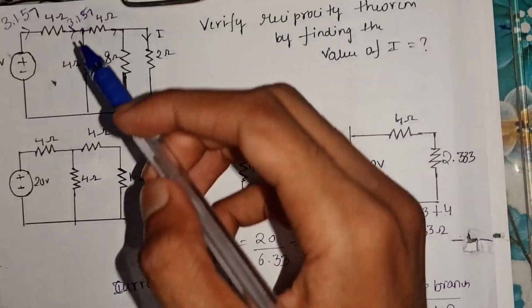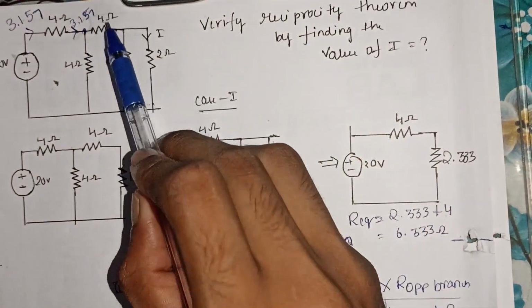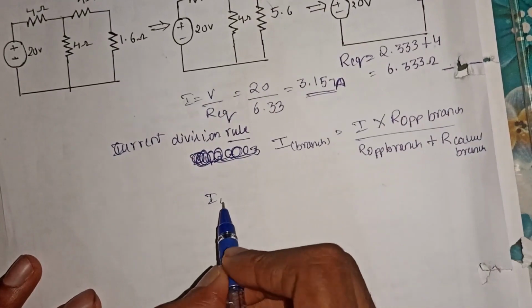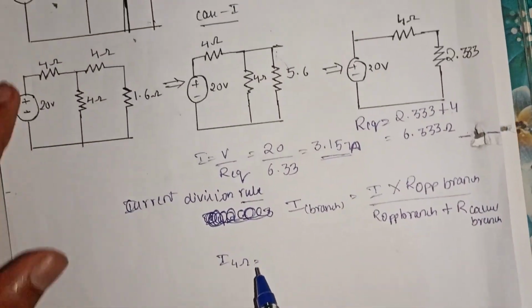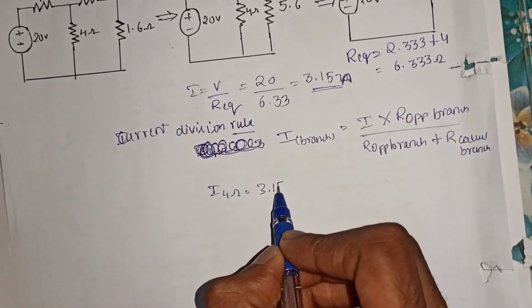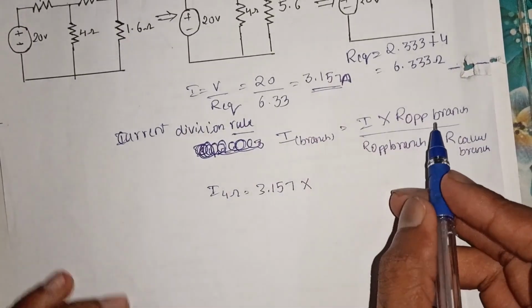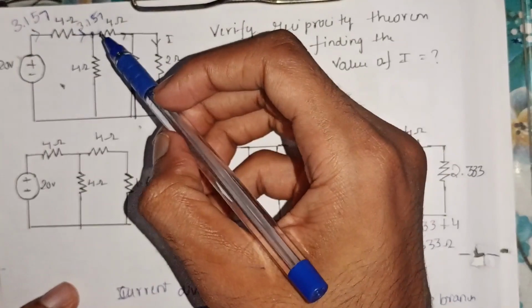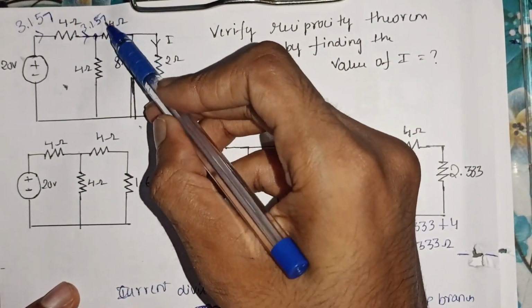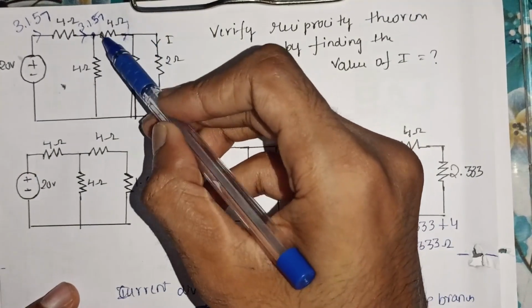In this case I have to calculate the current that is entering through the 4 ohm resistance. I write it as I through your 4 ohm resistance. The main current is 3.157, which is 3.157 multiplied by the resistance of the opposite branch. Here you can see the resistance of the opposite branch is that, so I am calculating the value of current that is entering through this.